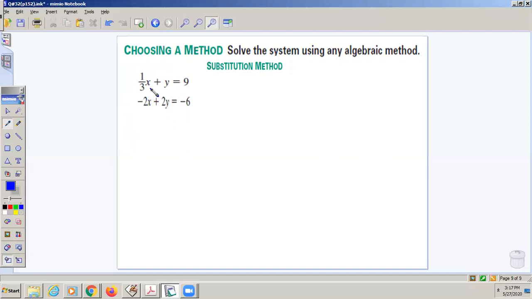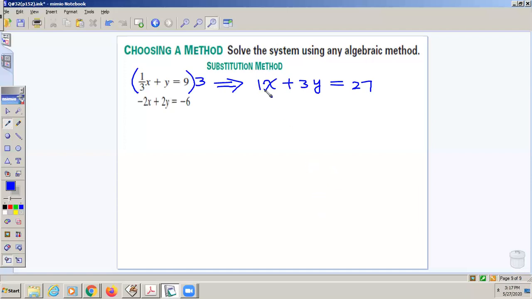Because most of us don't want to work with the fraction, to do that, you multiply by the common denominator, in this case 3. So you multiply everything by 3 on the top, and 3 times 1/3 is going to be 1x, or just x. And then 3 times y is going to be 3y. And 3 times 9, don't forget to multiply that, is going to be 27.